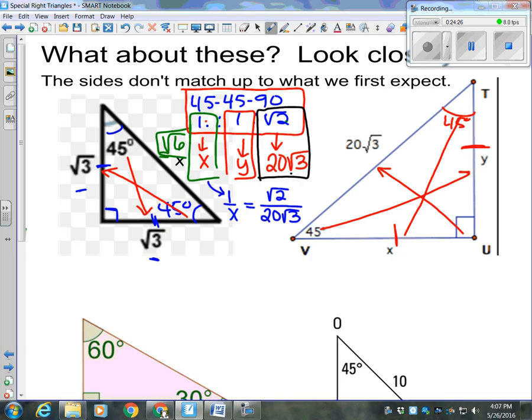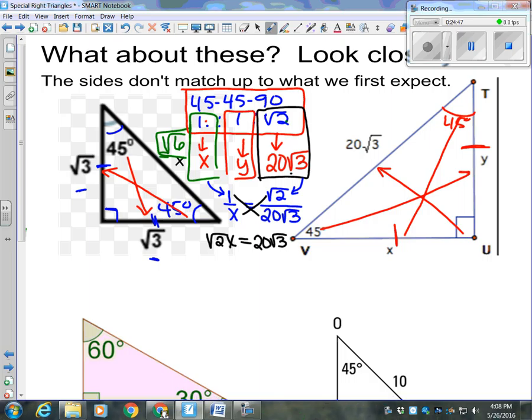I just simply pulled down one proportion and one ratio I didn't know, and one that I did know. So this is kind of like why we did that a few minutes ago. So what we're going to do is cross multiply. I'm going to get the square root of 2 times x is equal to 20 times the square root of 3. How do I solve for x?